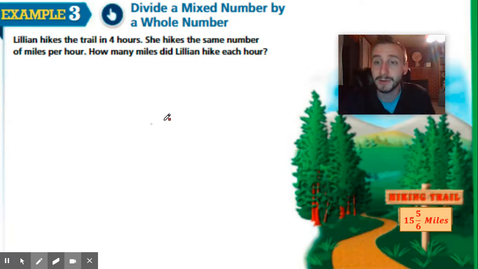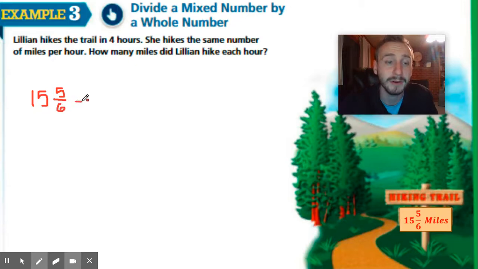So here's what we need to do. If you look over here at our sign, it says the hiking trail is 15 5/6 of a mile, right? So that means we want to take 15 5/6 and we want to divide it by the number of hours that Lillian had hiked, which was 4. So 15 5/6 divided by 4.